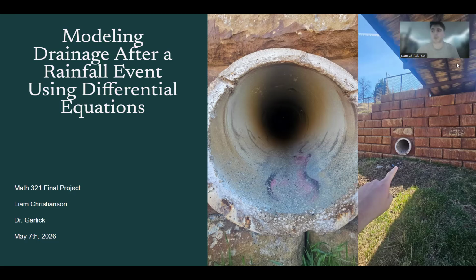Hello, my name is Liam Christianson, and this project models how water drains from a system after a rainfall event using differential equations. The goal of this project was to determine whether an initial value problem could accurately model drainage behavior over time. I would also like to thank my professor for guiding me in the right direction, because I was almost lost with this project, and they gave me some good guidance.